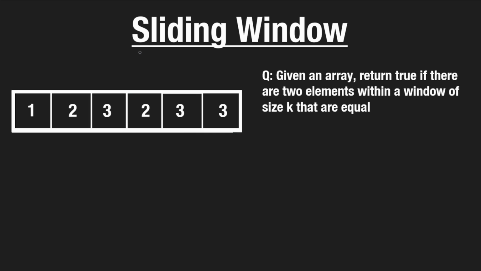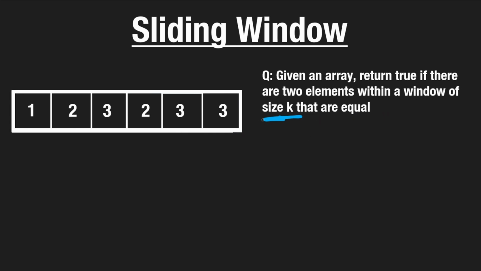Now let's take a deeper look at the sliding window algorithm. Looking at a simple variation where the window is of a fixed size. Suppose we're given an array and we want to return true if there are two elements within a window of size k that are equal.